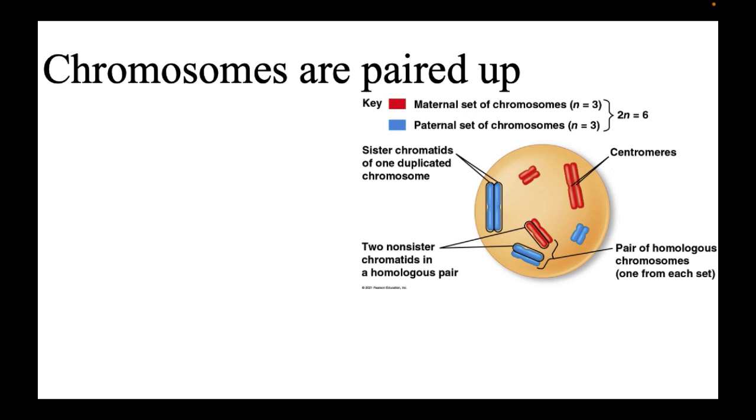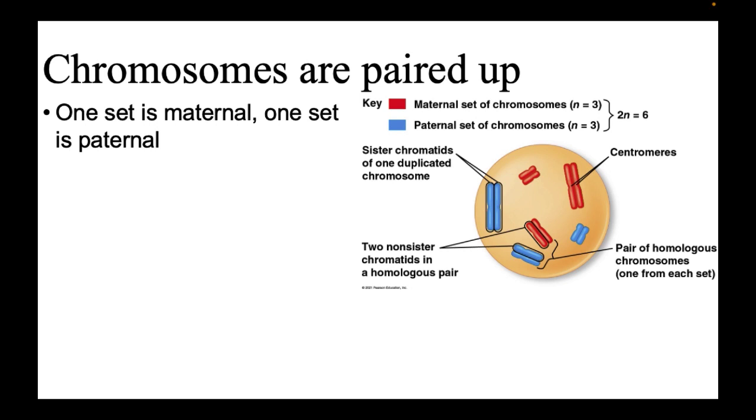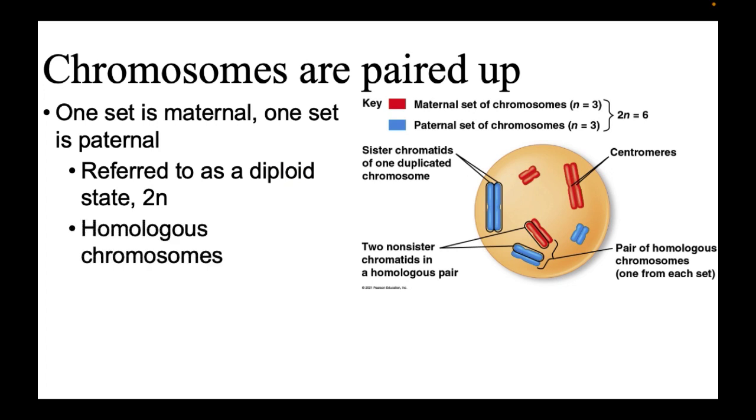When we look at most eukaryotic organisms, we typically see that your chromosomes are paired up, meaning you're going to have a maternal set of chromosomes and a paternal set of chromosomes. We call that being the diploid state, or being 2N.